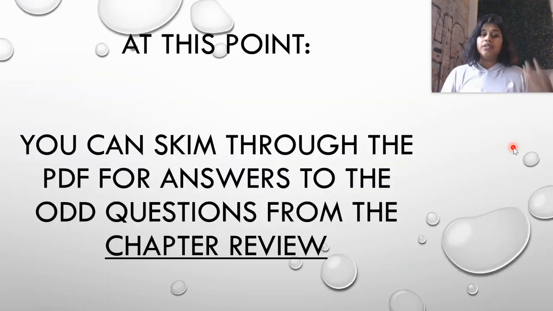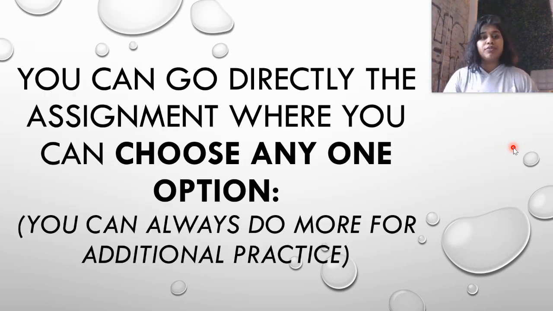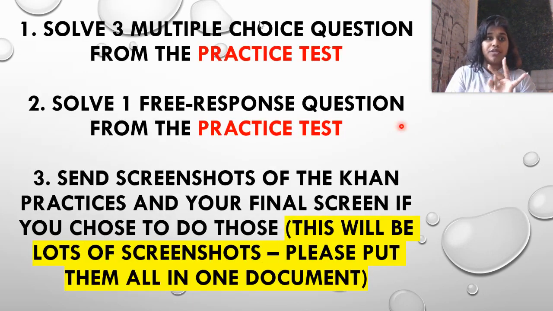At this point, you can skim through your PDF for answers to the odd questions from the chapter review. You can also email me, and I'll send you the answers to the even if you'd like, or if you don't have access to those. Or you can go ahead and begin the assignment. Go directly to the assignment where you can choose any one option. Here are my 3 options. I didn't post these in the assignment itself. You had to have watched the video to get all 3 options.